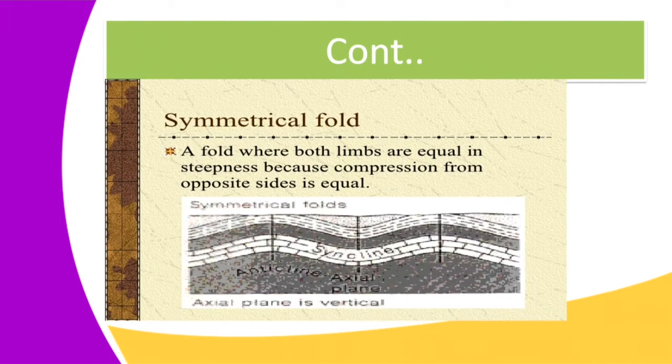Here is an image of the simple symmetrical fold, and from what I have just explained, you see that their crests are equal on both sides, and it occurs in a very simple way. Here both limbs are equal in steepness because compression occurs from the opposite side.